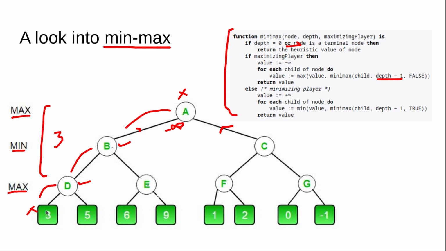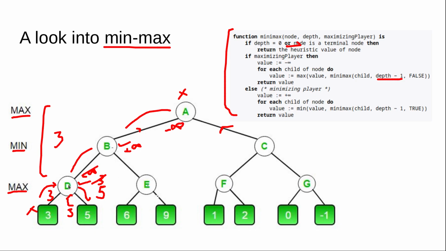So this node would return us a value of 3. This value was initially minus infinity, this was plus infinity, and this was minus infinity. So this value would be updated to 3. Now I'm at this depth, so I would make a call over here. This node would return me a value of 5. 5 is greater than 3, so the maximizing player would want this value instead of 3, so we have a 5 over here.